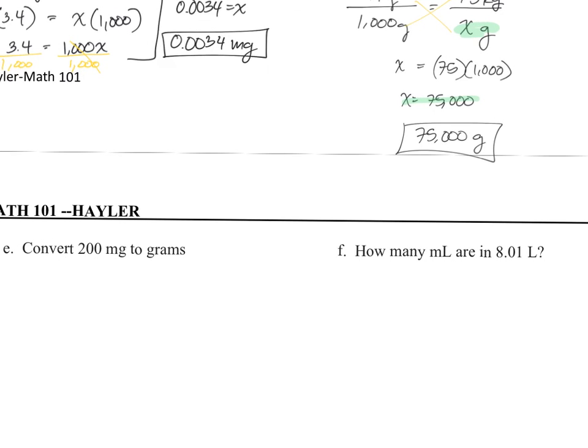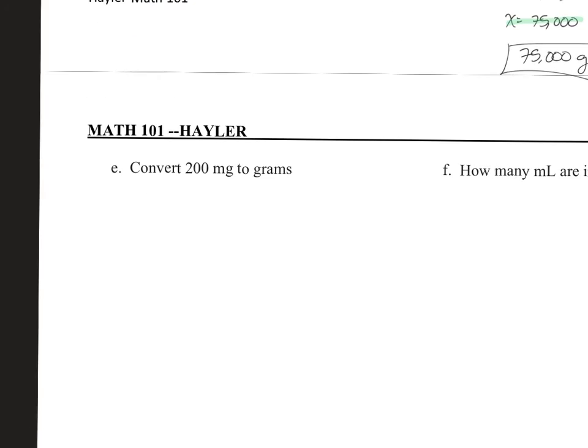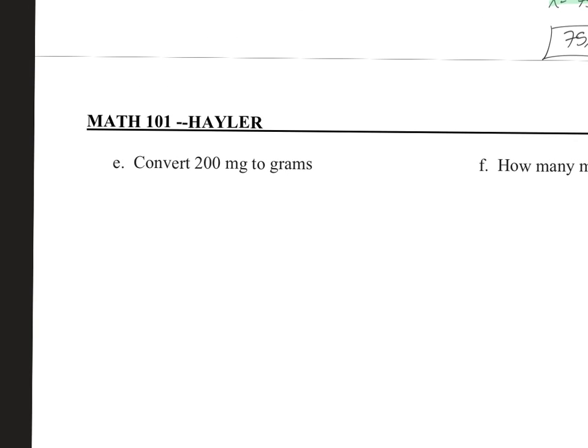All right, last page. E, convert 200 milligrams to grams. Okay, go ahead, pause the video and see if you can set up a proportion and solve. All right, let's see. Can I find an equation that relates milligrams to grams? Well, yes, I have one. I know that 1 gram is the same as 1,000 milligrams. So I'll go ahead and use that in a proportion.